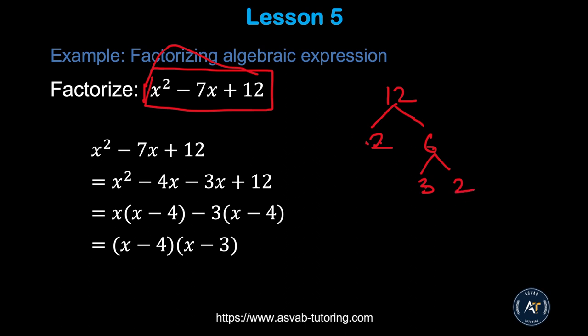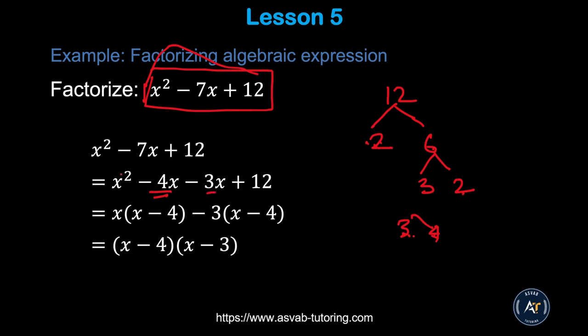3 times 4 is 12, right? So this times this, 2 times 2, is 4. So you could split that into 3 and 2, right? So now you could see here, 3 and 4, right? 3 times 4 is 12, and 3 plus 4 is 7, so you could split that.